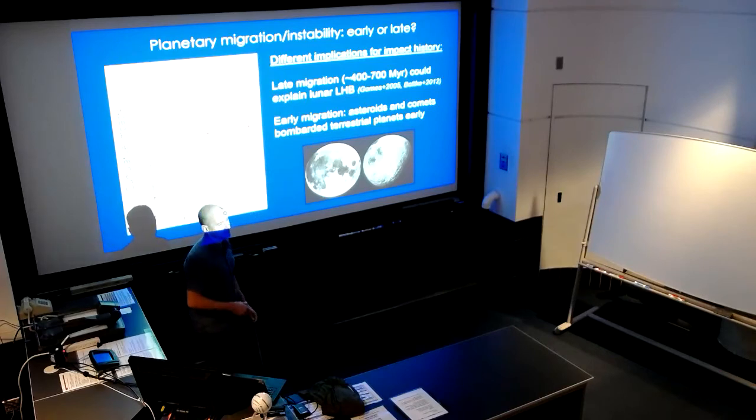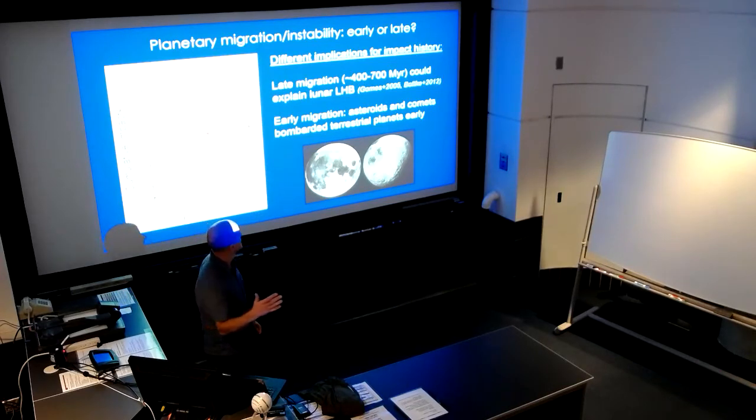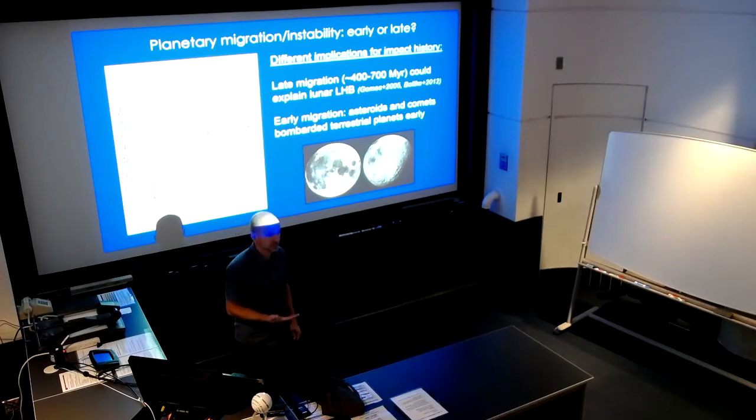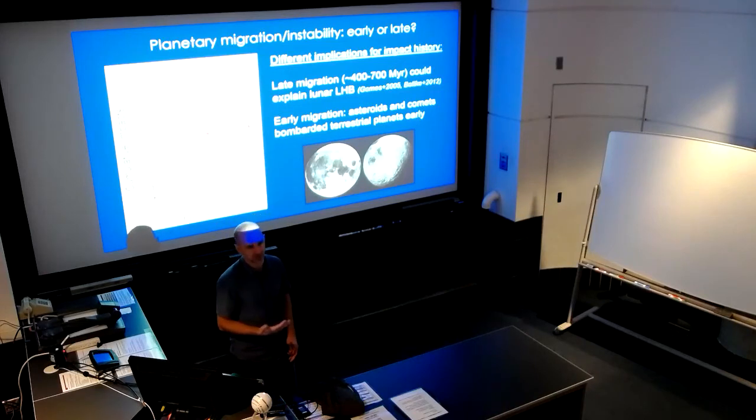If, on the other hand, the migration happened early, then the asteroids and comets bombarded the terrestrial planets early, and planetary migration has nothing to do with the late heavy bombardment of the Moon. So it's important to establish this.